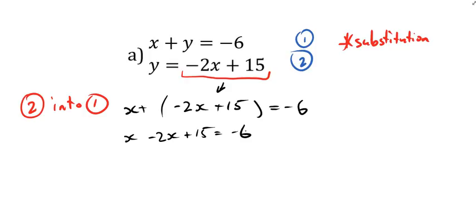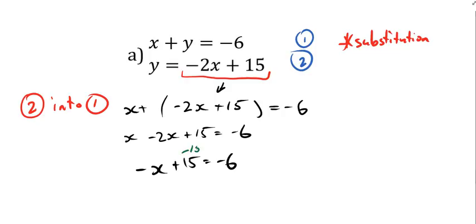Somebody tell me what x minus 2x is? Negative x, good. Negative 1x plus 15 equals negative 6. What do I do next? Move the 15 over. Nice. And how am I going to do that?